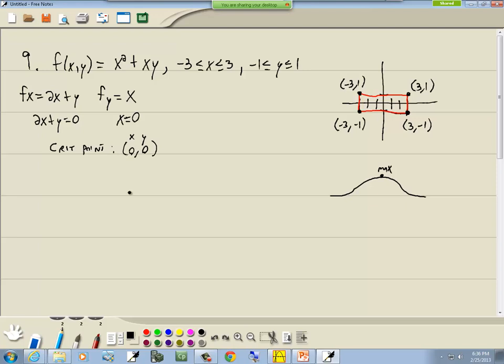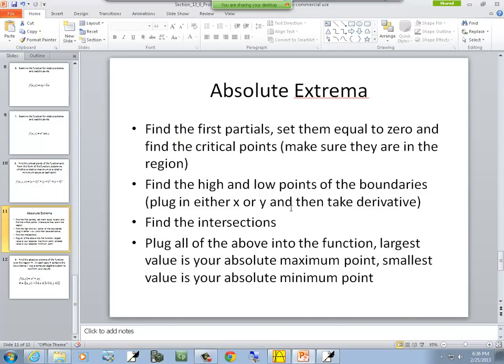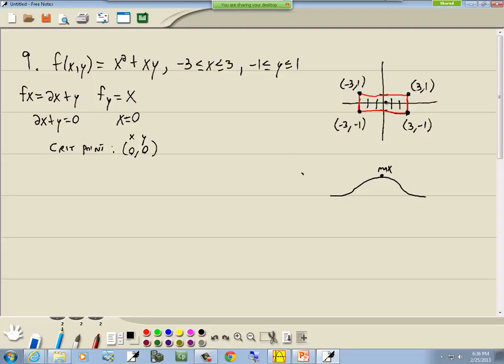Now we know we're in 3 dimensions, so we'll have the z on there eventually, but we'll just write the x and y to begin with. Well, that's what this first one says. And it says make sure they're in the region. Well, 0, 0 is right here in the middle, so it's definitely in this region.